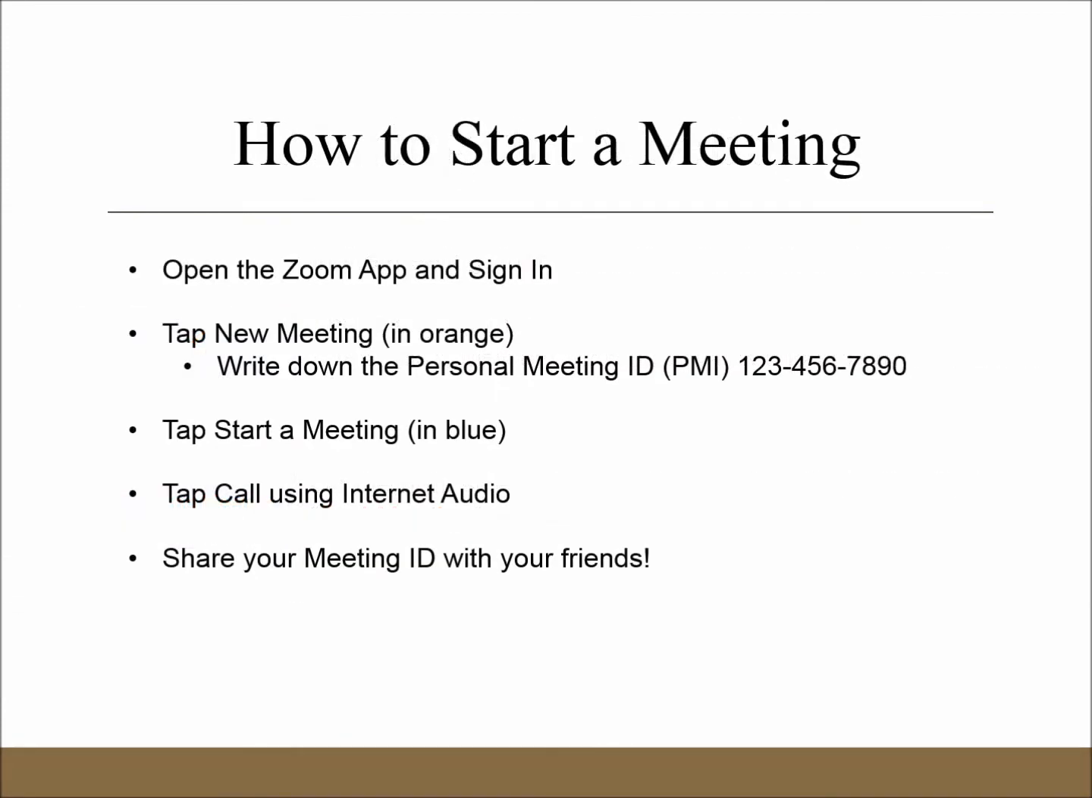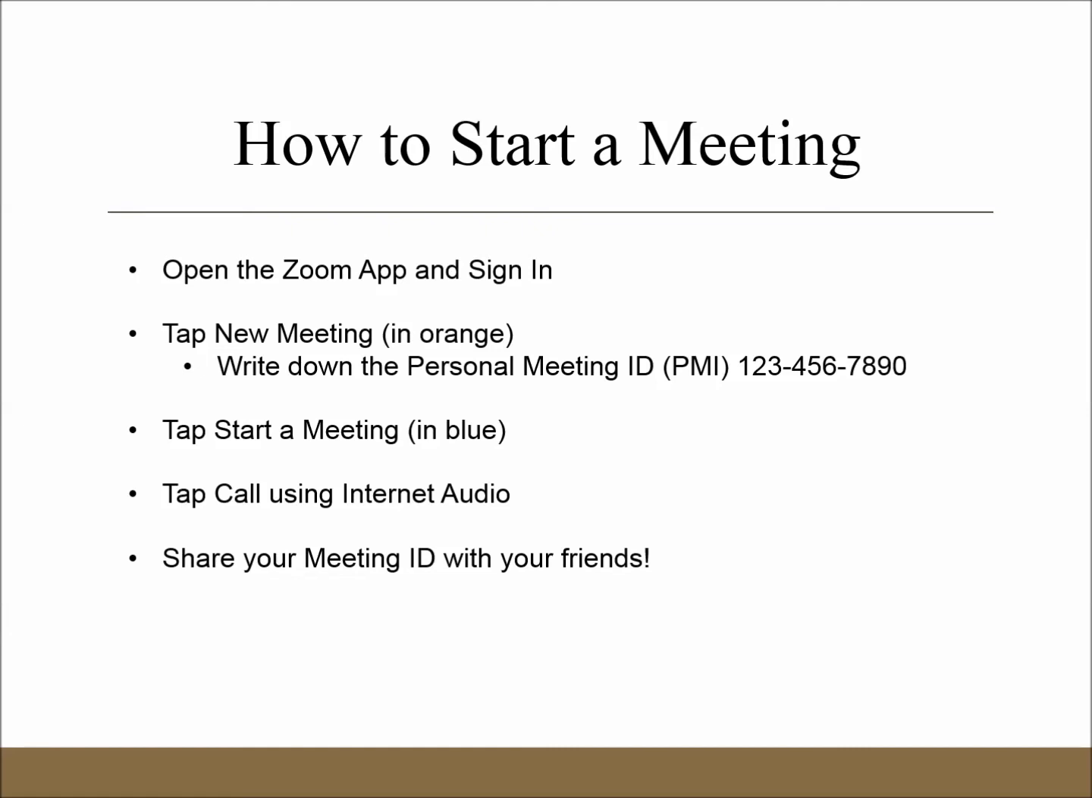Now you know how to join a meeting with our office, but some of you might want to know how to start a meeting on your own and be able to visit with your friends and family. So I'm going to show you how to do that as well. So you'll open the Zoom app and sign in. Then you will tap New Meeting, which is in orange, and right below it is a personal meeting ID number.